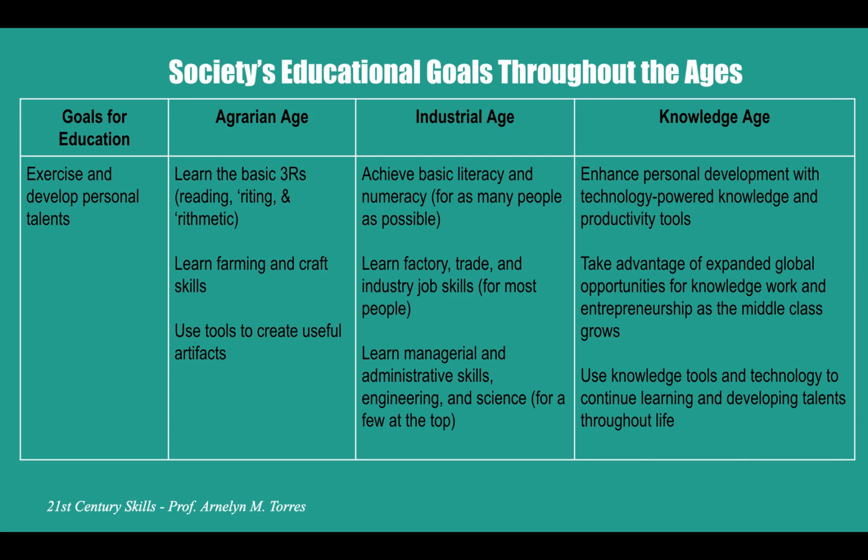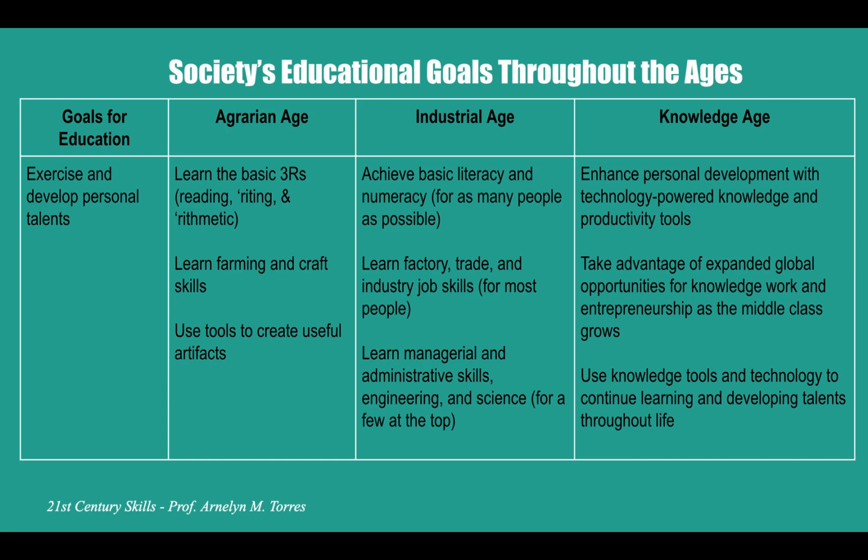Okay? The second would be to take advantage of expanded global opportunities for knowledge work and entrepreneurship as the middle class grows. What does it mean? Taking advantage of expanded global opportunities for knowledge work would mean working overseas. It would mean working as an expat, leading a company, or maybe supervising a production line. And as an entrepreneur, you probably would like to bring your business to another part of the world and have it also serve the products that you're doing from here. And because of the growing middle class, the lifestyle is also growing.